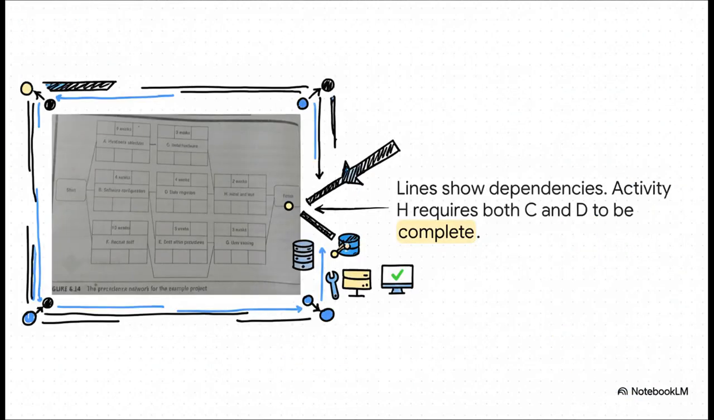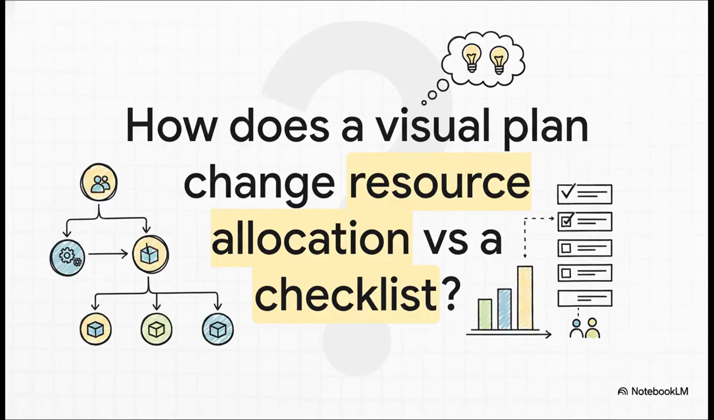And the lines, the links, they are the logic that holds this entire plan together. They show us the required sequence. So for example, take a look at activity H, install and test. See those two arrows pointing into it from C and D? That means you absolutely cannot start installing and testing until both the hardware is installed and the data migration is totally complete.